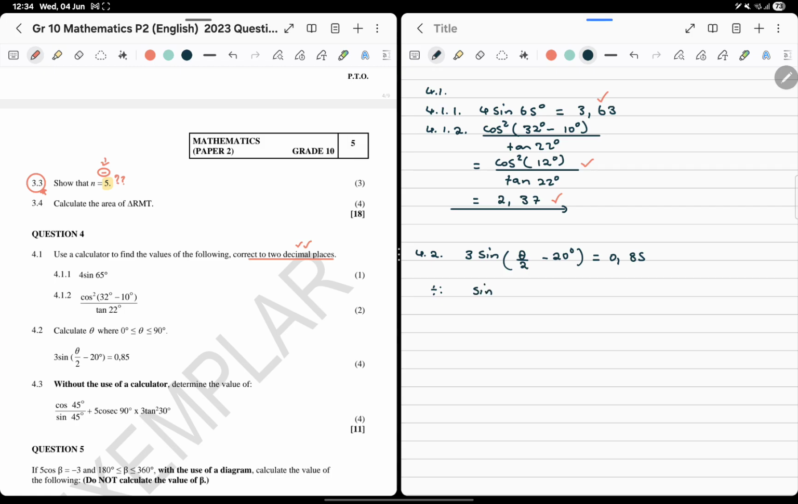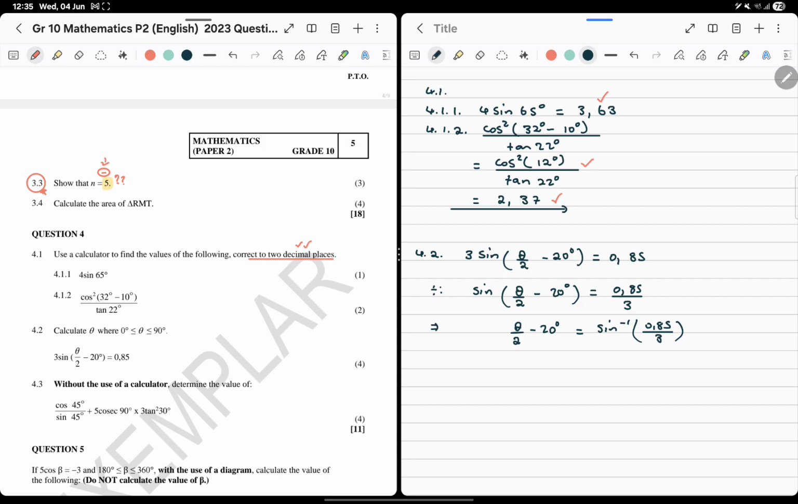We get sine theta divided by 2 minus 20 degrees will be 0,85 divided by 3. Please don't evaluate it as yet. So what do we know? This implies that theta over 2 minus 20 degrees is going to be the arc sine of 0,85 divided by 3.